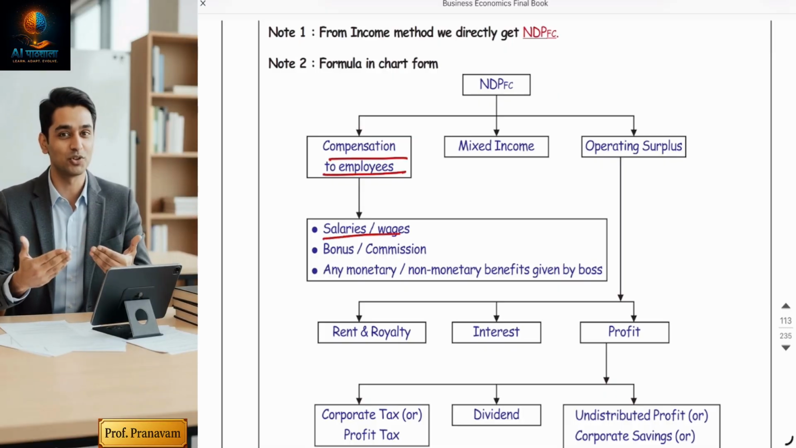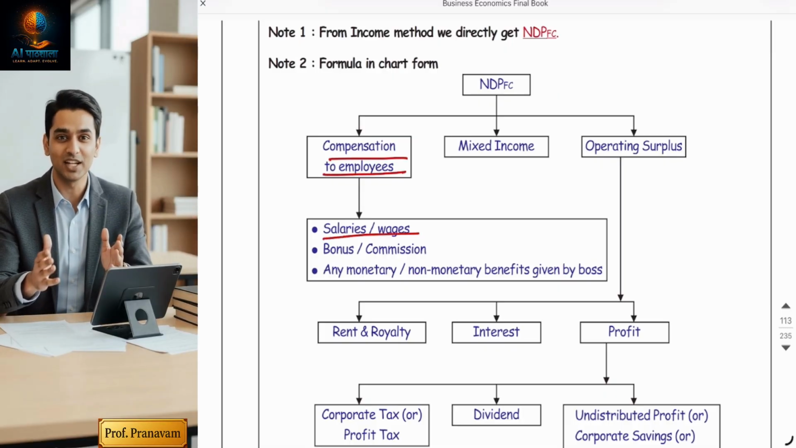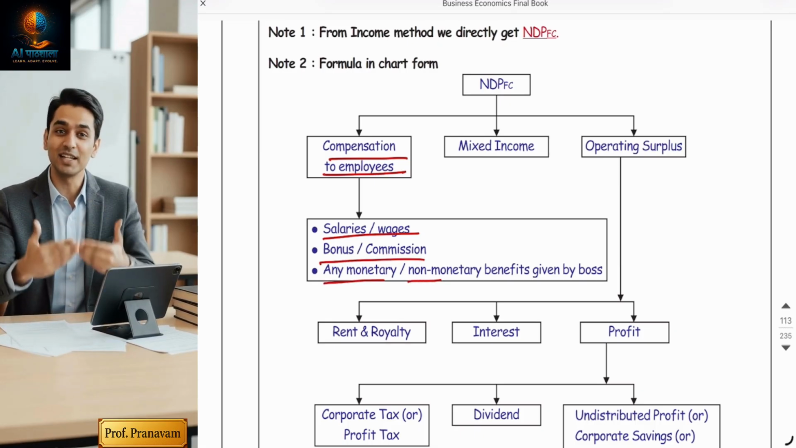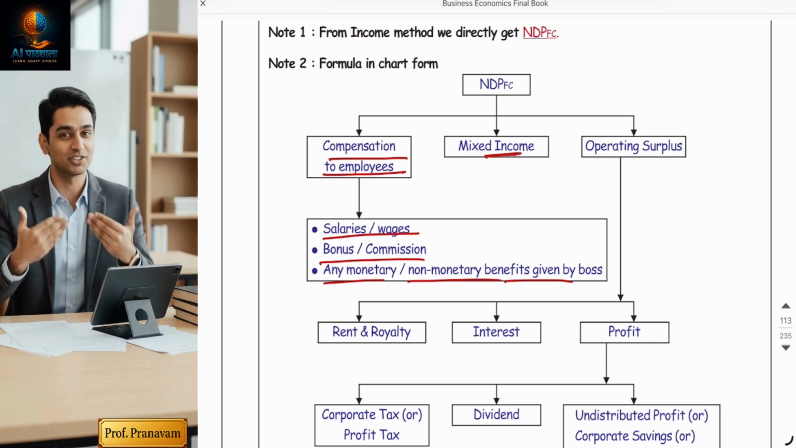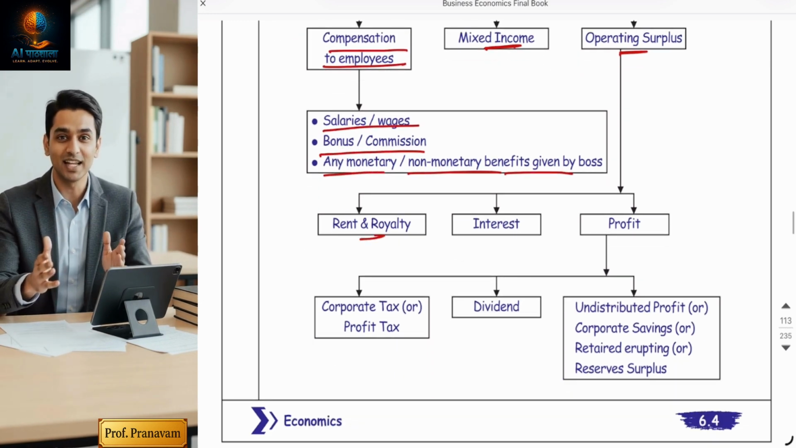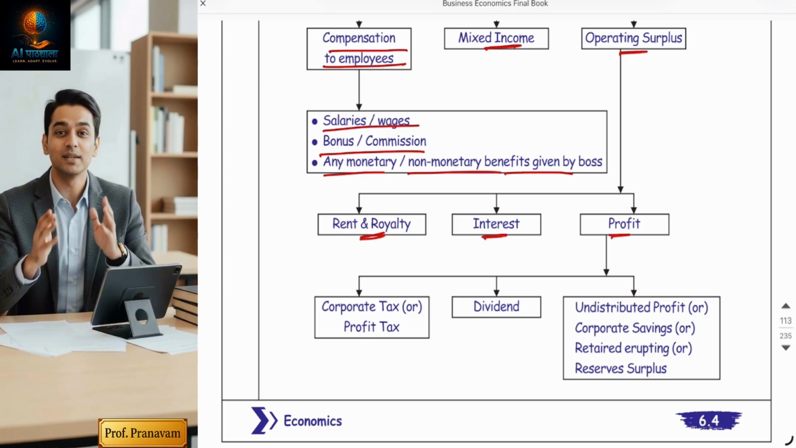Compensation to employees means salaries and wages, that is, any income earned by an employee from their bosses, bonus, commission, and any monetary and non-monetary benefits. Then mixed income should be added, and operating surplus means rent and royalty, interest income, and profit.